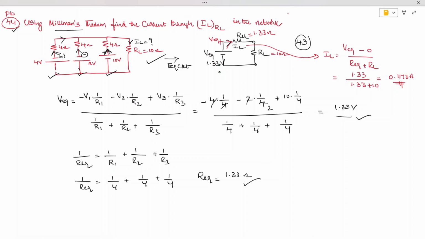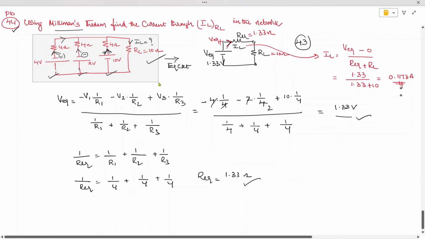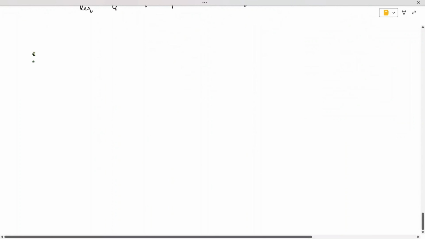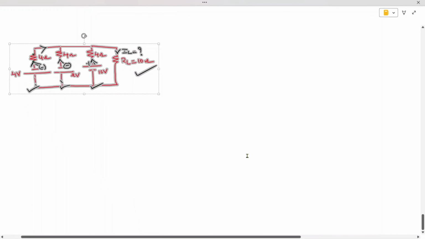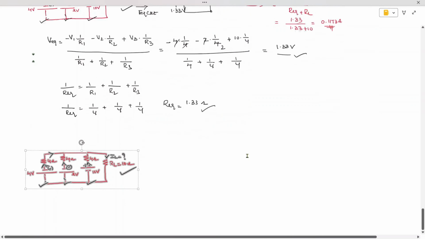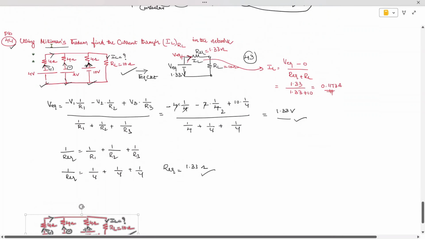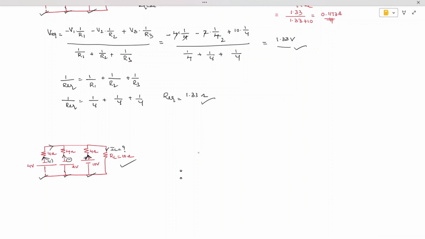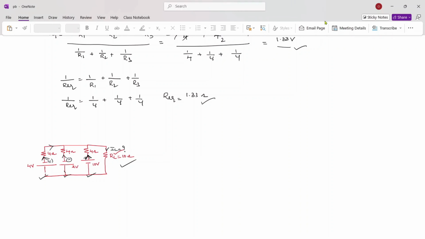Same problem. Now, if the question is not asked in this direction, what to do, or how to verify whether my answer is correct or not? Let's do it by another method, without using Millman's theorem. Just focus on this. That was using Millman's theorem, but if the question asks to find the current through RL, it is very simple. I want the current in this branch, IL. How to find it? It's very simple.